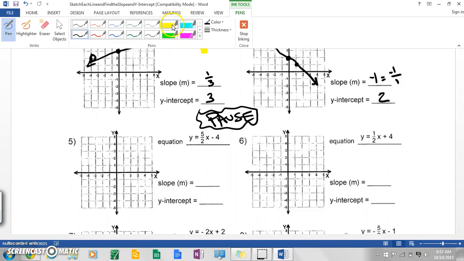When we looked at 5, our slope is going to be 5 over 2. Our y-intercept is going to be negative 4. So let's write that in here, 5 over 2, negative 4.